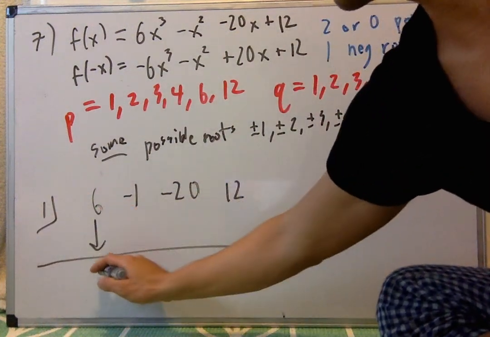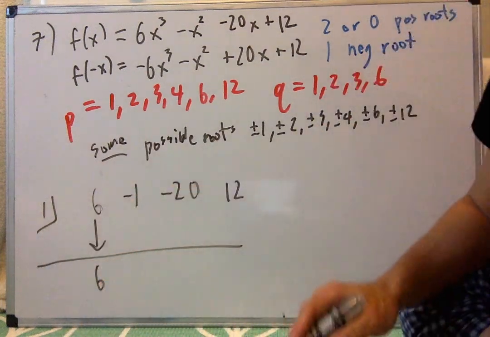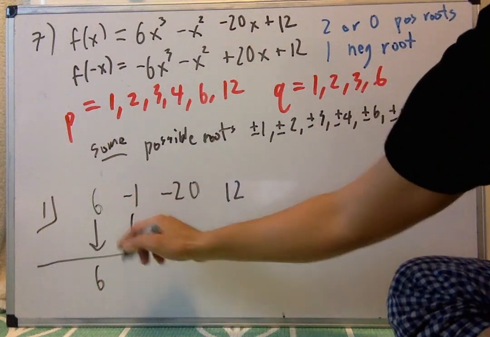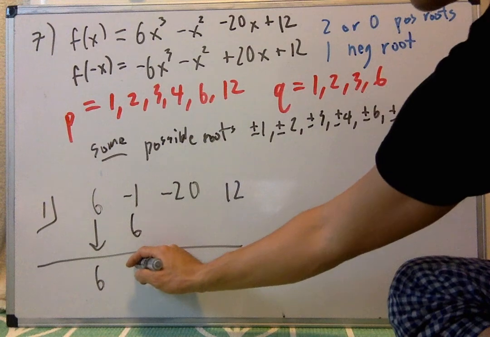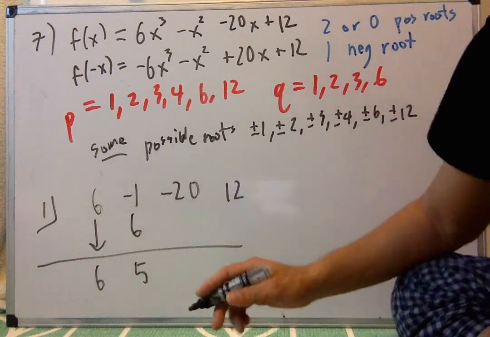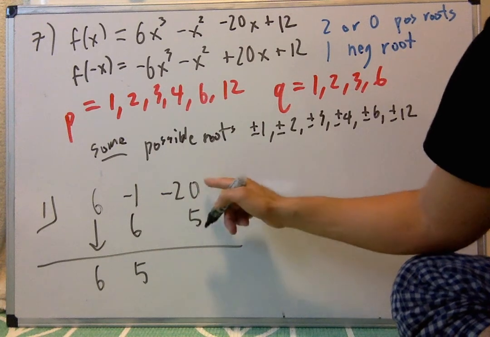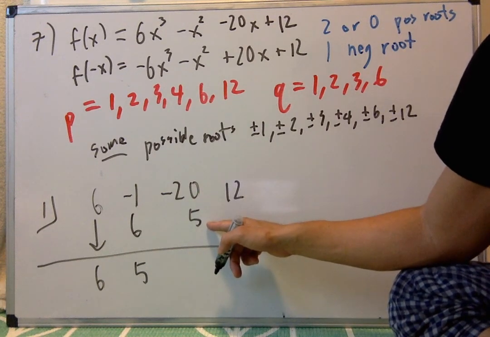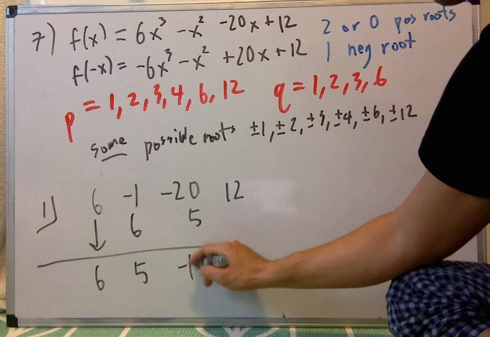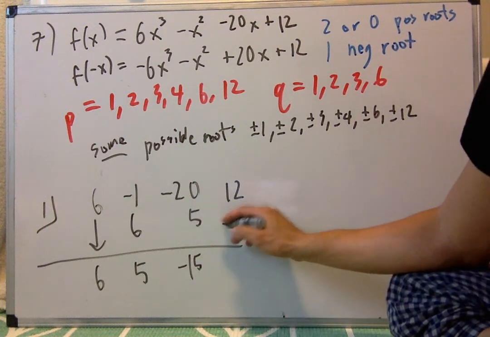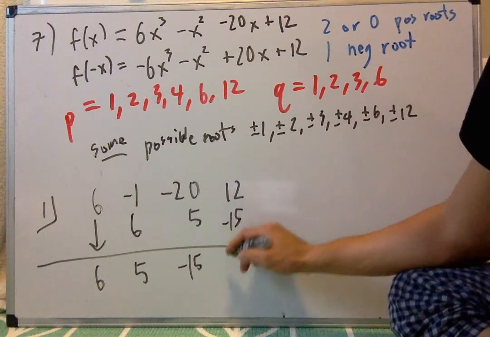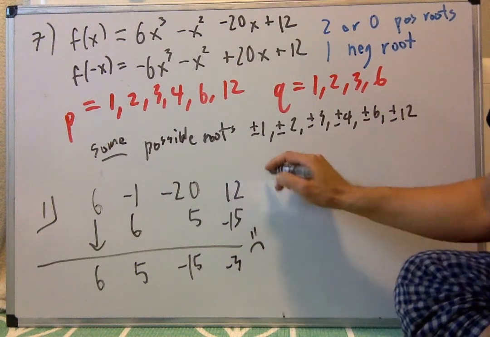Let's see. Bring 6 down. 1 times 6 is 6. Negative 1 plus 6 is 5. 5 times 1 is 5. So 5 again. Negative 20 plus 5 is negative 15. Negative 15 times 1 is negative 15, which gives me negative 3. So that didn't work. Did not divide.